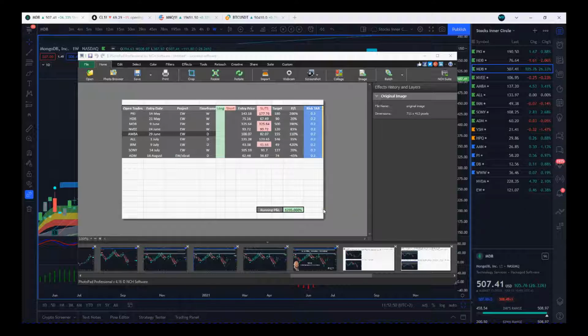So swing trading stocks is the cornerstone of my trading, and it has been for 2 decades now, and I share that with my inner circle. So these are the current open trades that I've got with the inner circle, with the entry prices, the stop loss, the target, the profit and loss.